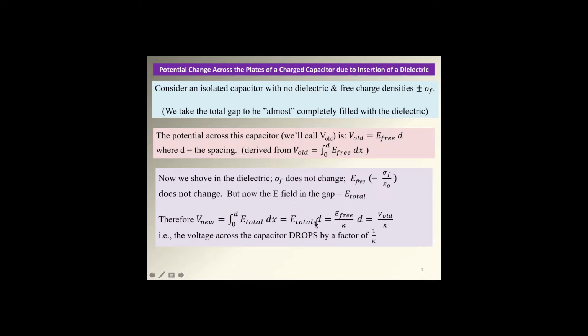And so because of the fact that this is a constant, we end up with E total times D. Well, E total is represented by E free divided by kappa. This new potential is equal to this quantity times D. But if you go up here, you'll notice that the old potential is just E free times D, so we can replace that with V old over kappa. So the voltage across the capacitor dropped by a factor of 1 over kappa. The larger the kappa, the bigger the change in the potential, and the lower the value of V new compared to V old.